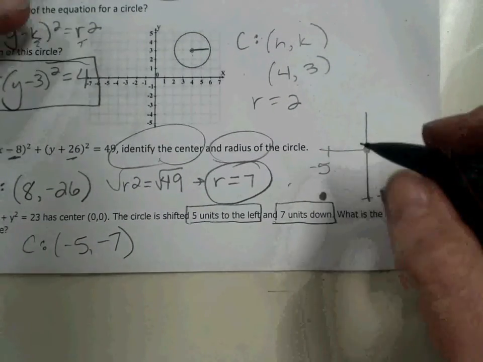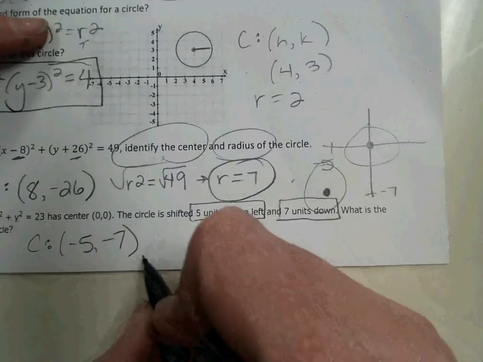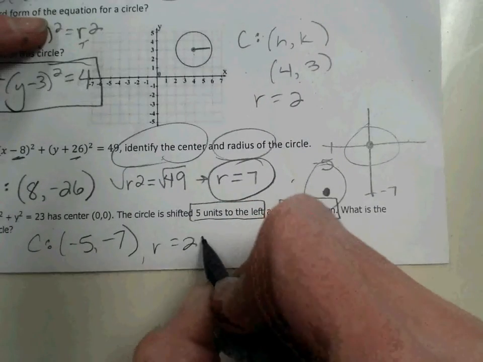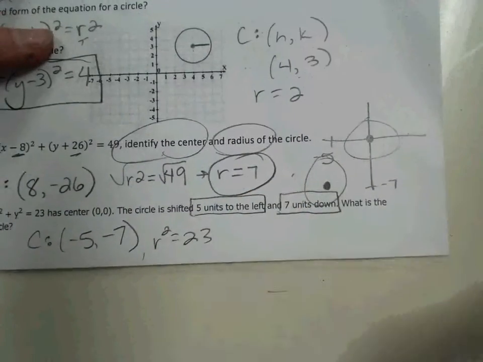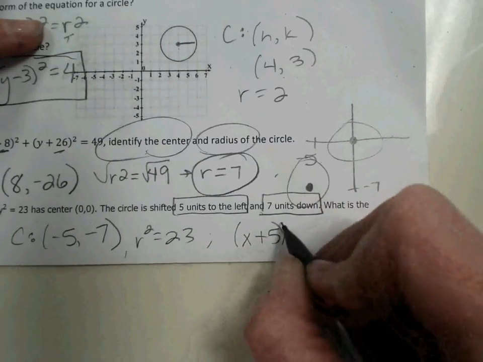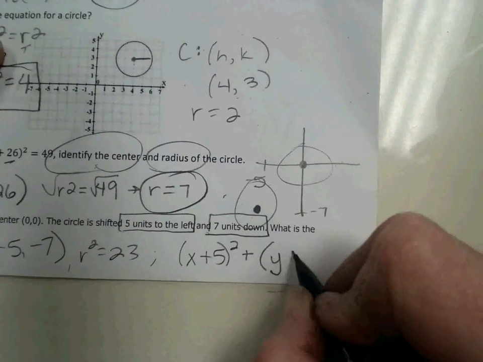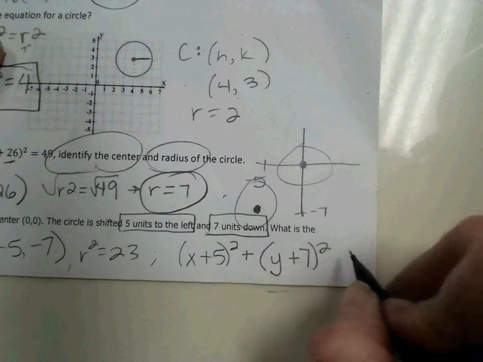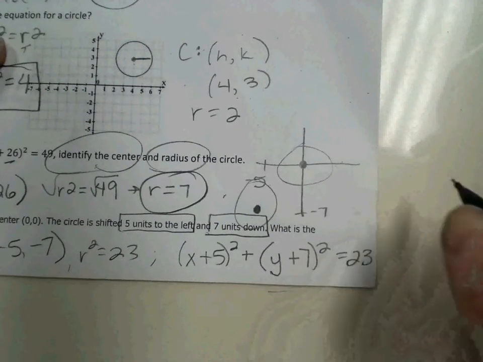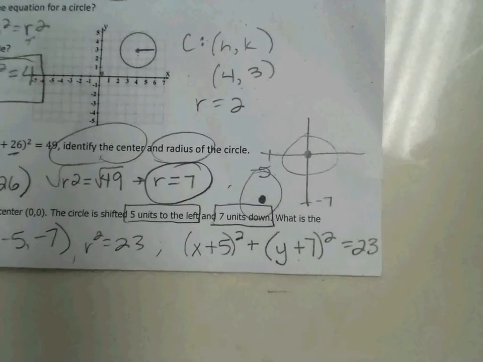So what is the equation of the new circle? So same circle, just translated. So it'll have the same radius. That's the r squared is 23. So I'd write that as x plus 5 squared plus y plus 7 squared equals 23. We do the opposite whenever we're in parentheses.